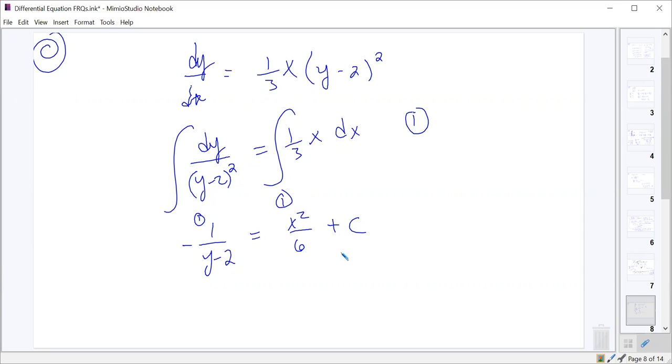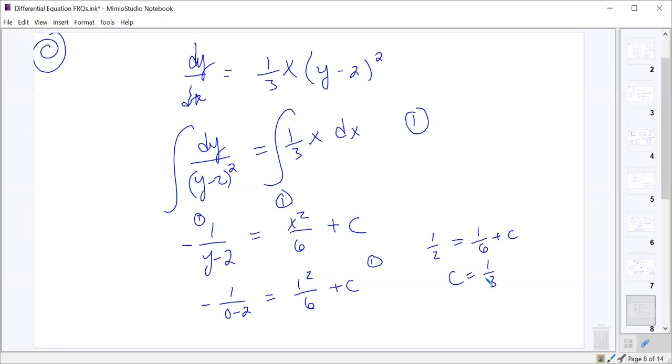You need to then use the initial condition that when x is 1, y is 0 to try to solve for c. And if you make an attempt to solve for c, then you're going to get a 4th point. So we'll plug in -1 over (0 minus 2) equals 1 squared over 6 plus c. Just doing that gives you a 4th point. So -1 over -2 should be a half, equals 1/6 plus your constant, which should tell you your constant is a half minus a sixth. That's 3/6 minus 1/6, which is 2/6 or 1/3.